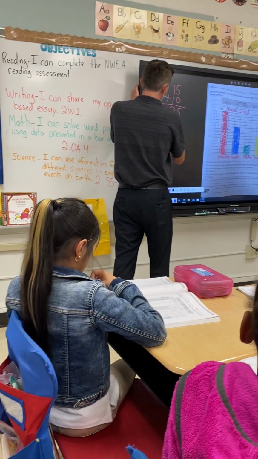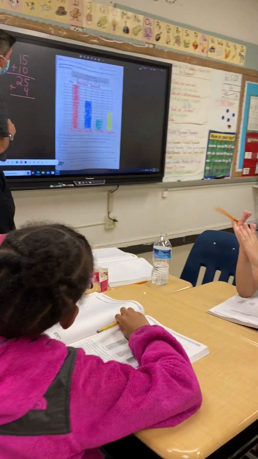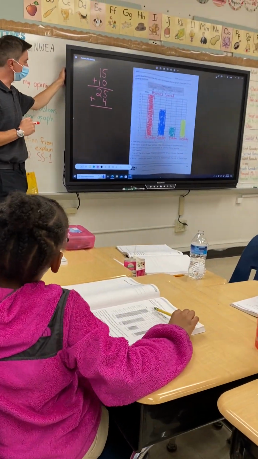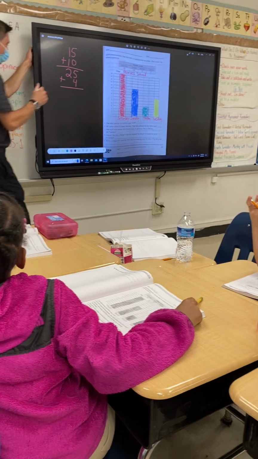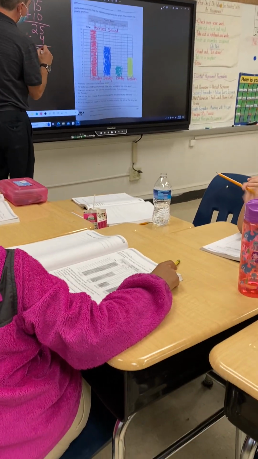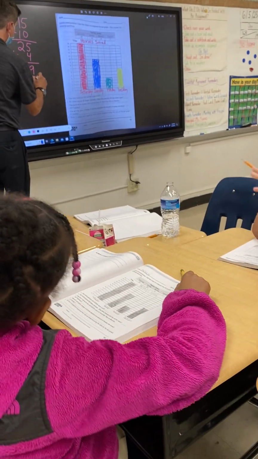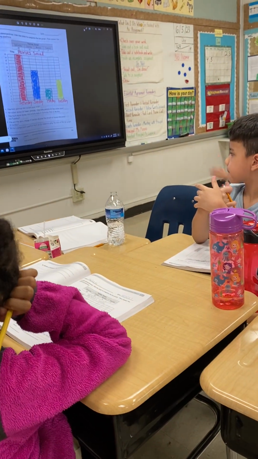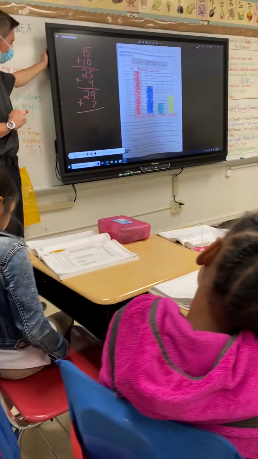All right. Now we're going to keep on going down the line. So 25 plus 4. Steven? 29? Very good. 29 plus 7. Last one. Maya.